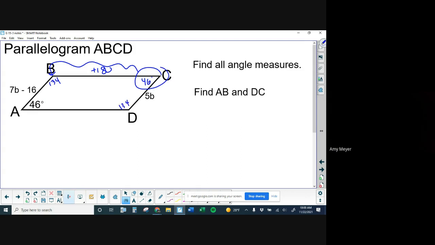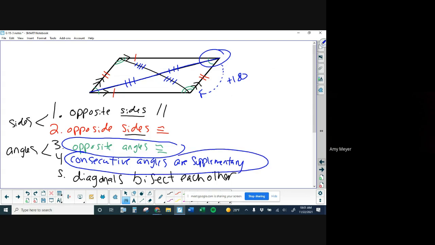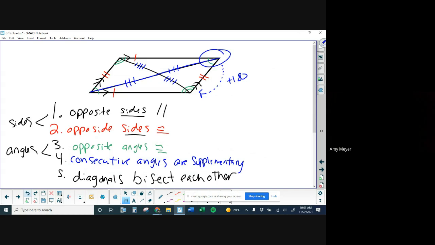You are not required to show any work. If the quiz says, how did you know, or state the property, then you state which of the 5 properties you used. We used opposite angles are congruent, and I used consecutive angles are supplementary. On the extra credit I'm going to give you tomorrow, there's going to be questions that I'm going to require you to list which property you picked.